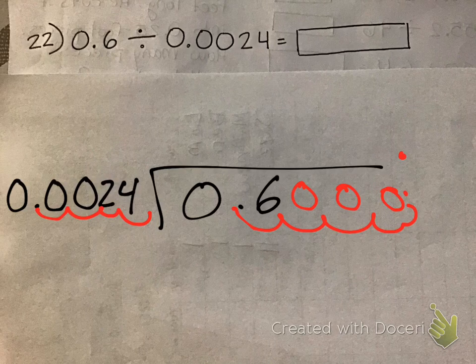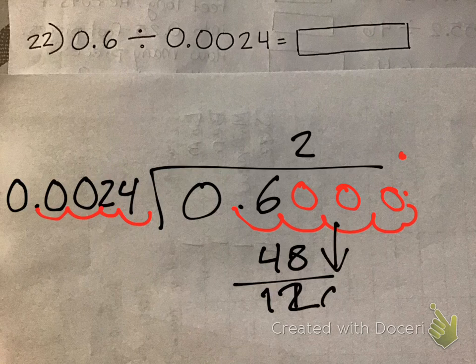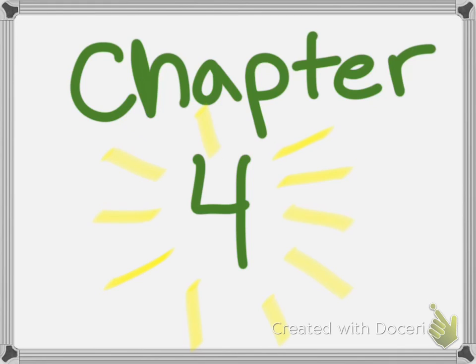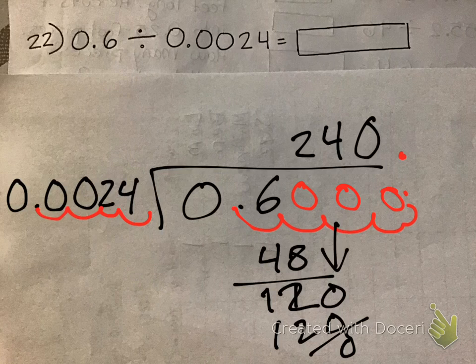Let's do it together. 24 goes into this. It goes into 60 twice. That is 48. That is 12. 120. It goes in 4 times. That's 120. And then here it goes in 0 times. So we get our answer of, it goes in 5 times because I'm being dumb. It goes in 5 times, and we get our answer of 250. Excellent work.